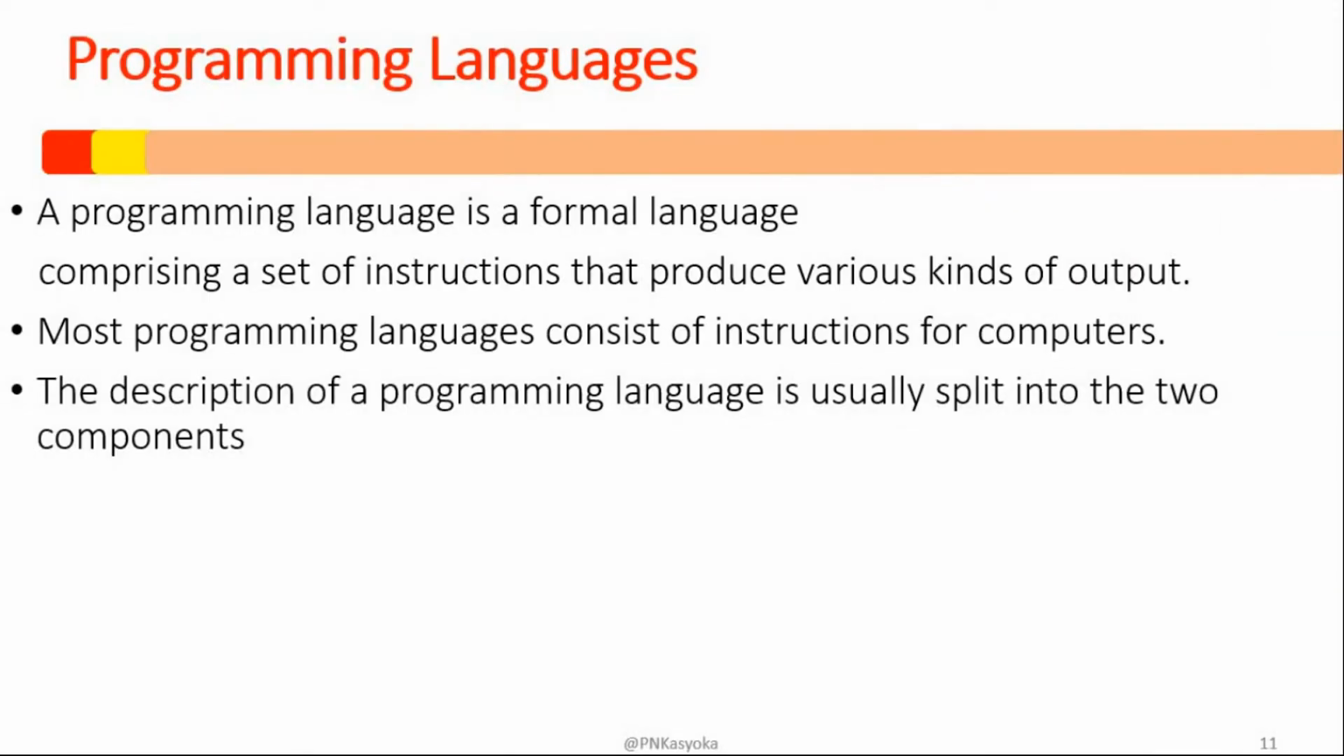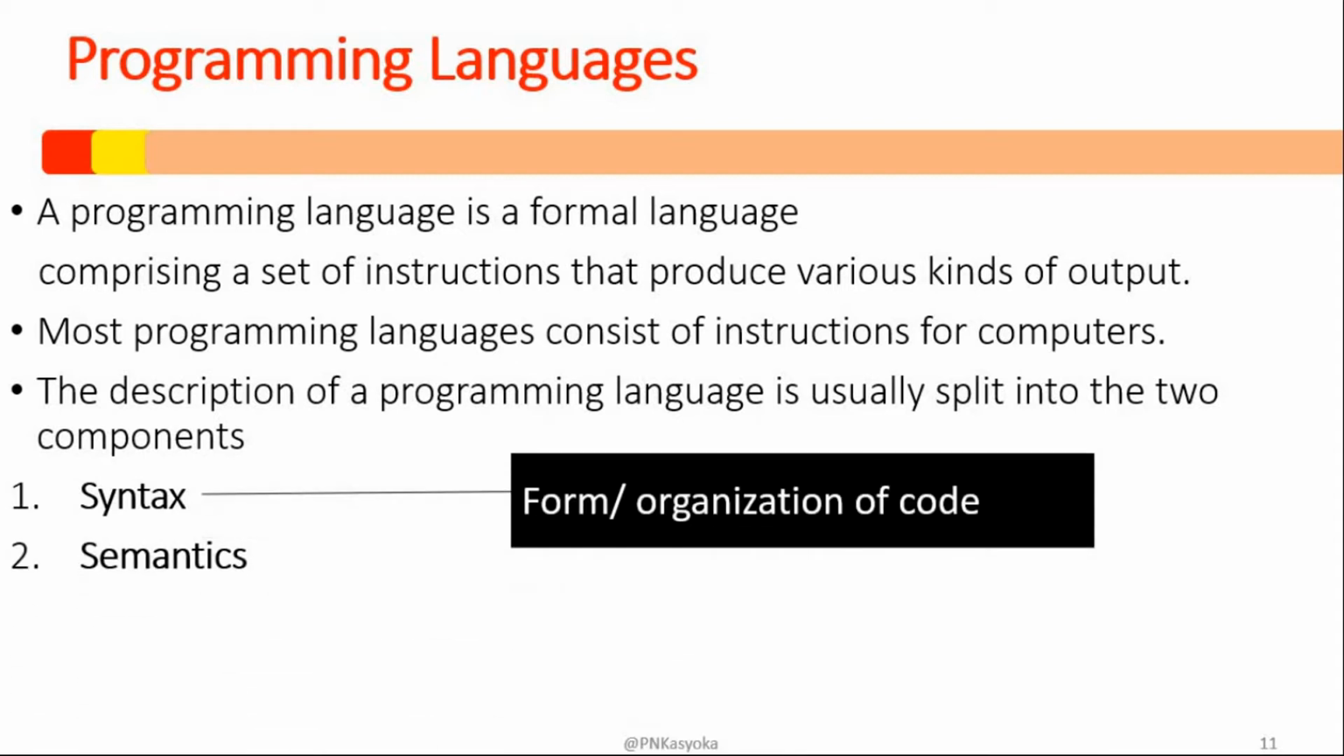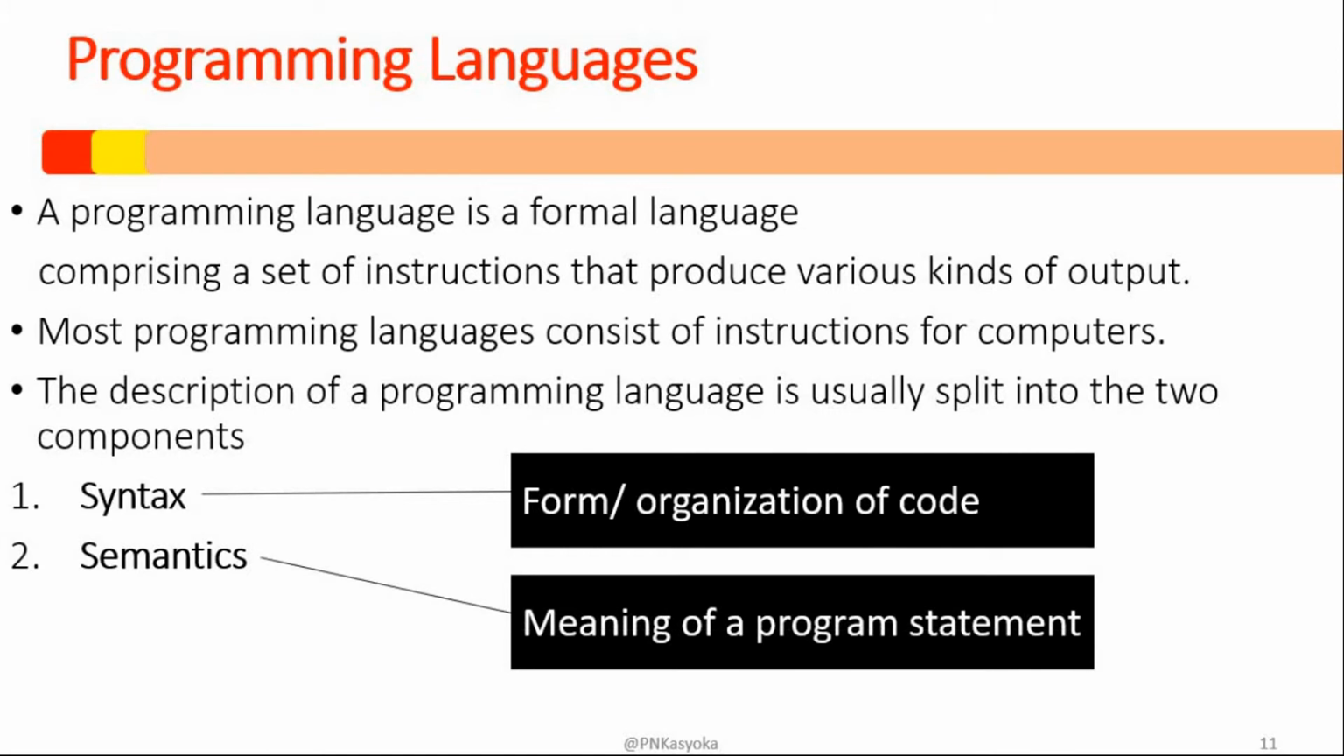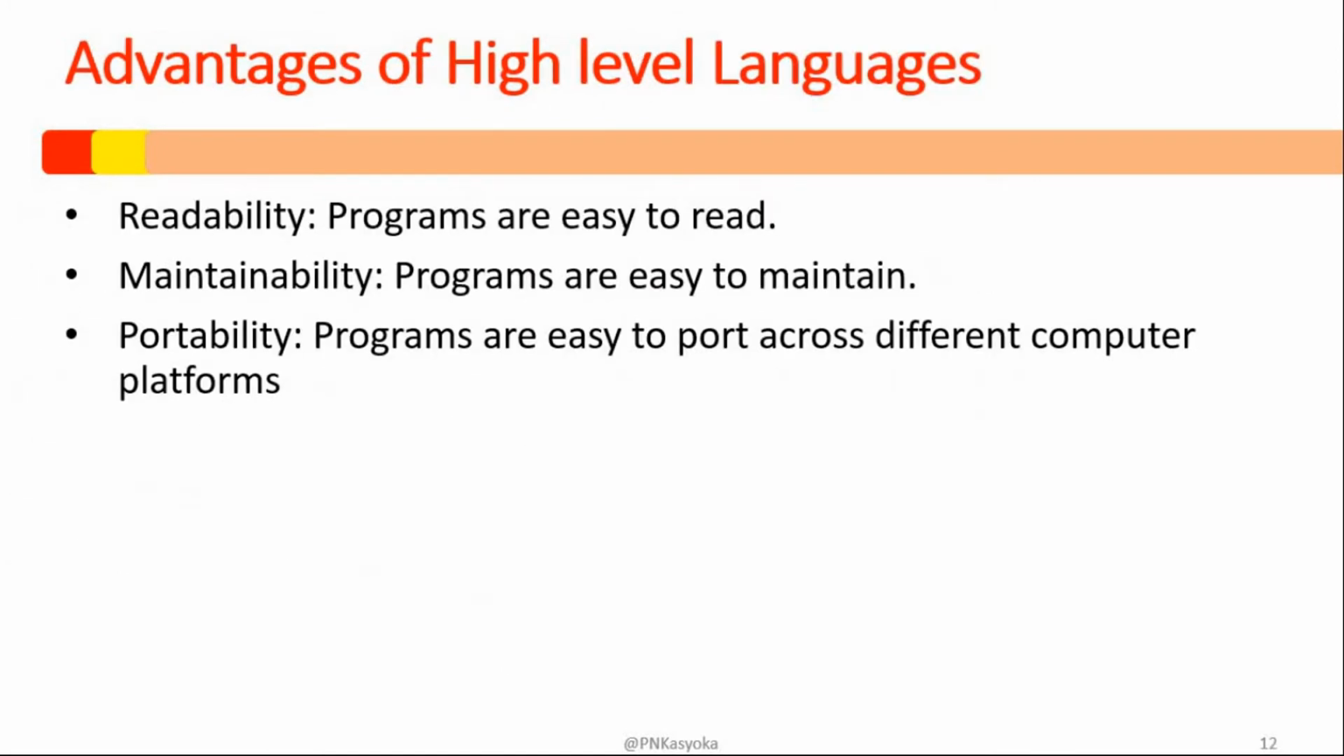What are programming languages? A programming language is a formal language comprising a set of instructions that produce various kinds of outputs. Most programming languages consist of instructions for computers. The description of a programming language is usually split into two components, that is, we have the syntax and the semantics. The syntax is the form or organization or the arrangement of the program code or instructions, while the semantics is the meaning of the program statements.